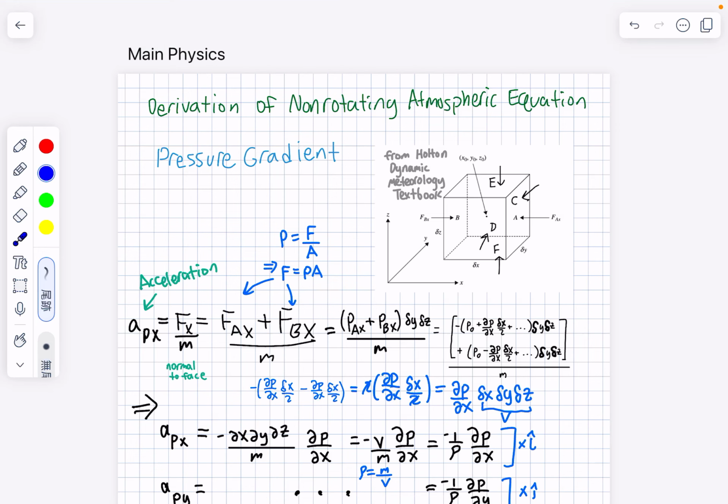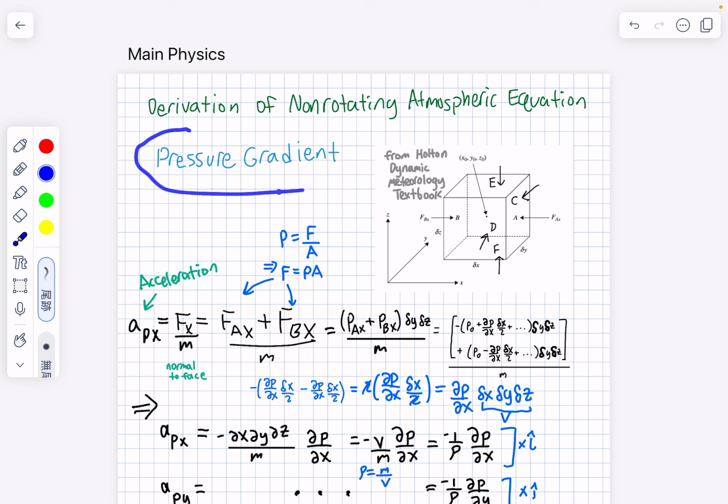To start with atmospheric dynamics, we first derive the non-rotating atmospheric equation. For the equation, we note that the three fundamental forces affecting air in the atmosphere are the pressure gradient force, the frictional force, otherwise known as the viscous force, and gravity.